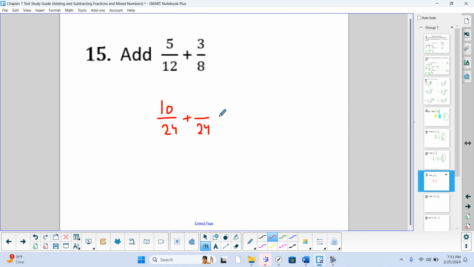3/8. To go from 8 to 24 in my denominator, I multiply times 3. So I'm going to take the numerator, multiply that times 3, and that will give me 9. Well, 10/24 plus 9/24 is equal to 19/24.